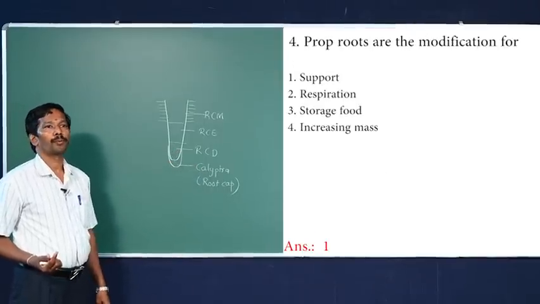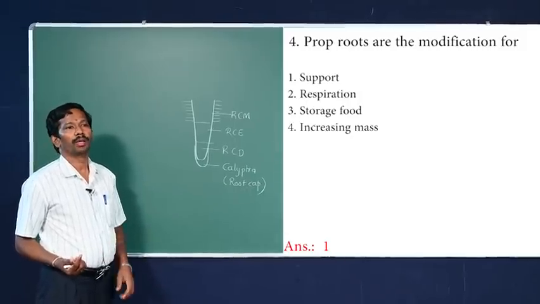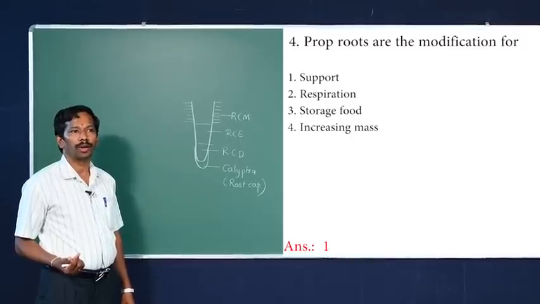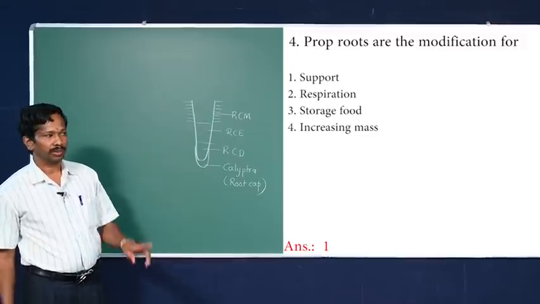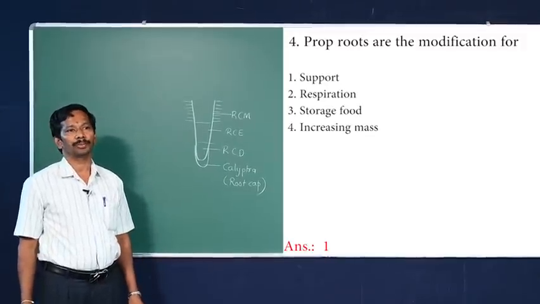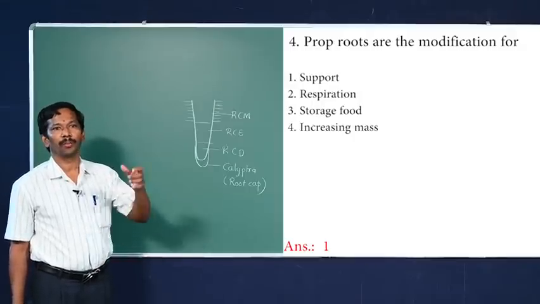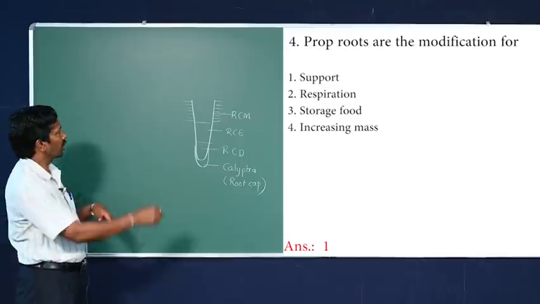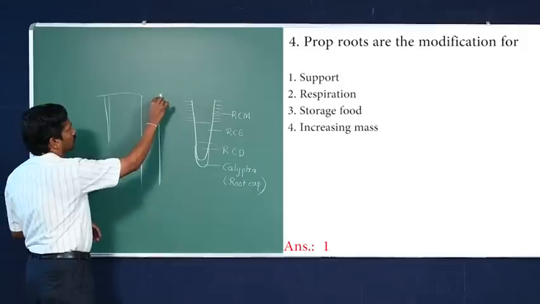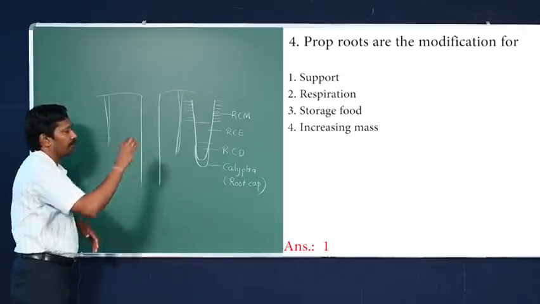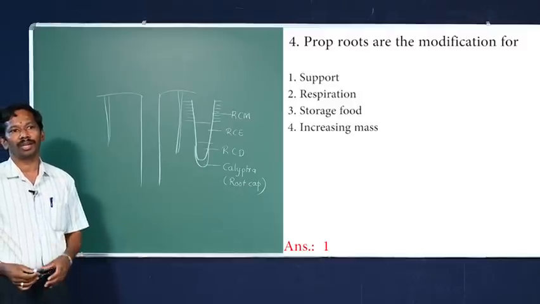Next question. Prop roots are modifications of adventitious root system, and it is meant for, option 1, support, second option is respiration, third option is storage, and fourth option is increasing mass. In the case of banyan tree or other tree species, supportive structures are produced on the stem. So perpendicularly growing roots, adventitious root system, constitute a prop root system in the case of banyan tree. Answer is 1, meant for mechanical support.